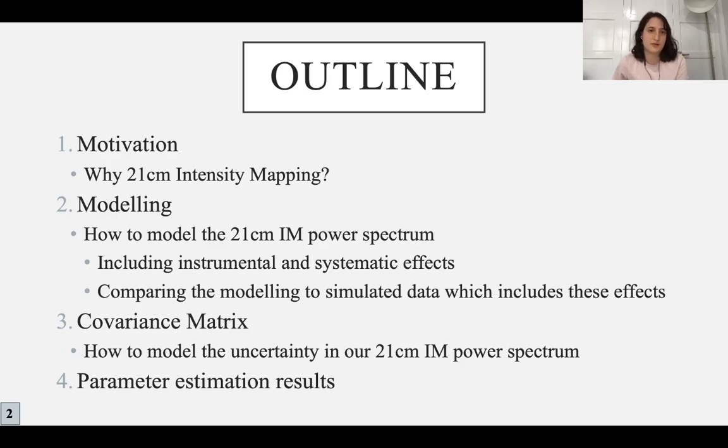So first, an outline of my talk. I'm going to start by giving some motivation as to why we look at 21 centimeter intensity mapping, and then I'm going to talk about how we can model the 21 centimeter intensity mapping power spectrum, including instrumental and systematic effects. I'm also going to compare this modeling to some simulated data, which includes these effects. And then I'm going to talk about the covariance matrix and how to model the uncertainty in the 21 centimeter intensity mapping power spectrum. And finally, I'm going to bring all of this together and show some parameter estimation results.